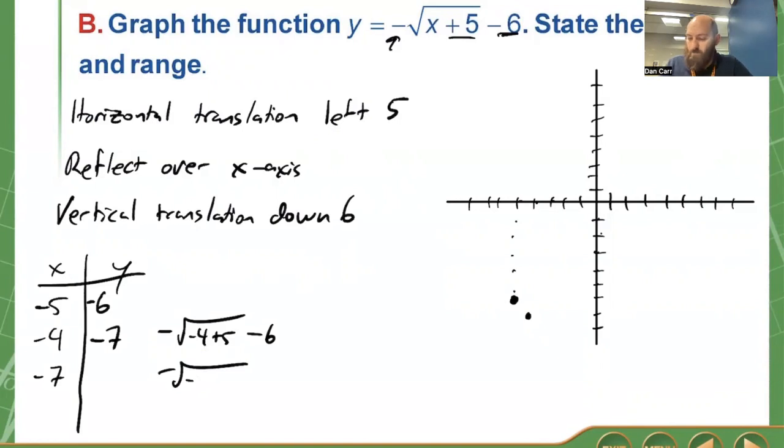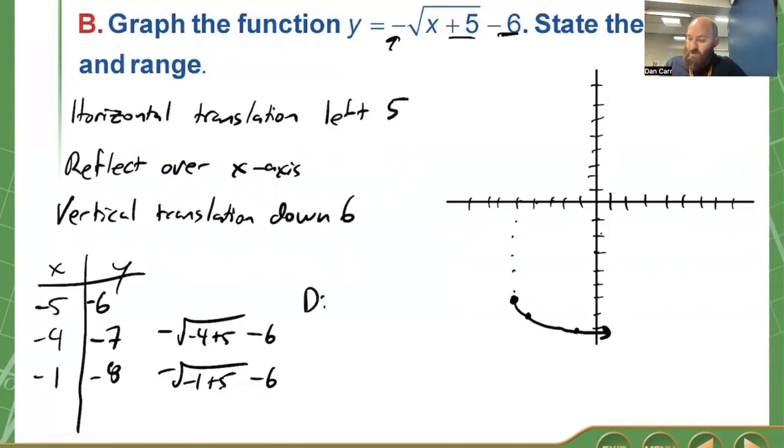Sorry, what am I doing? I added 1, and I want to add 3. So -4 plus 3 is a -1. So -1 plus 5 minus 6. Okay, -1 plus 5 is a +4. Square root of that is 2. Then I have a -2 minus 6 is a -8. So -1 goes down to -8. So here's my graph that looks like that. That's the horizontal translation left, reflection, and vertical translation down.